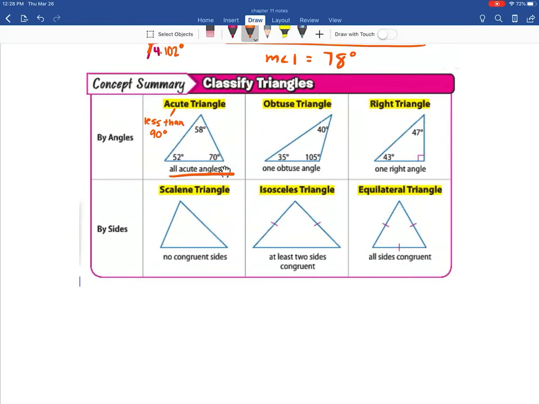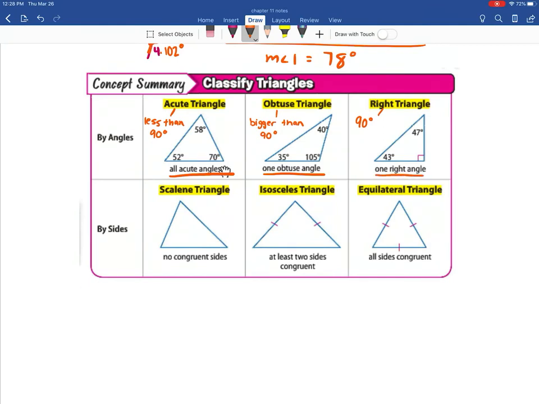Obtuse means bigger than 90 degrees. An obtuse triangle has one obtuse angle. Remember, all of the angles add up to 180 degrees, so there can be at most one obtuse angle in a triangle. Right means it's exactly 90 degrees. So we can have one right angle in a triangle.